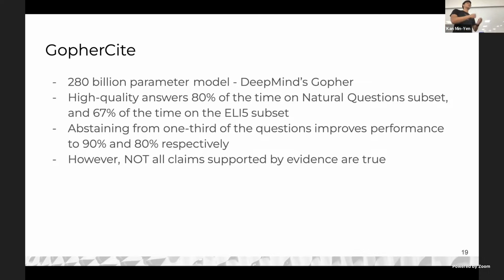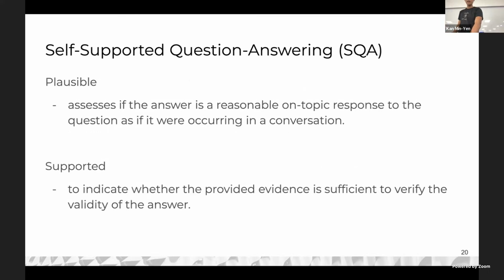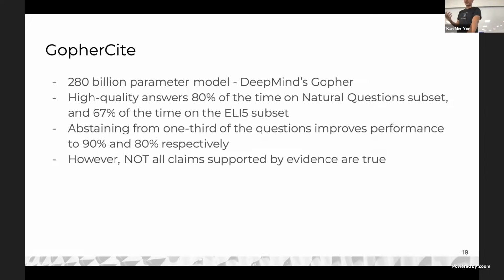But there's another interesting point that I'd like to point out, which is that not all claims supported by evidence are true. Just because you can support your argument does not necessarily and automatically make it true, which I will show more examples of later. And this paper is by Menick et al.